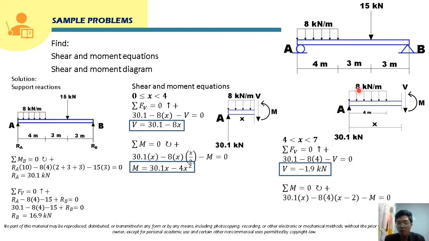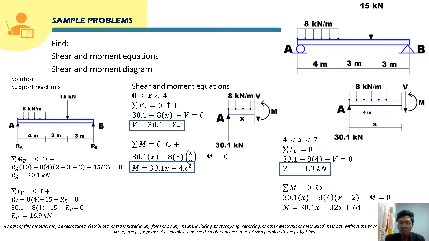And then for the 8 kilonewton per meter distributed load, its equivalent point load is 8 times 4. And its moment arm, class: the equivalent point load is 2 here and then 2 here. So the moment arm of that equivalent point load about this point here will be x minus 2. So again, for this distance, that is x minus 2. And then minus M.